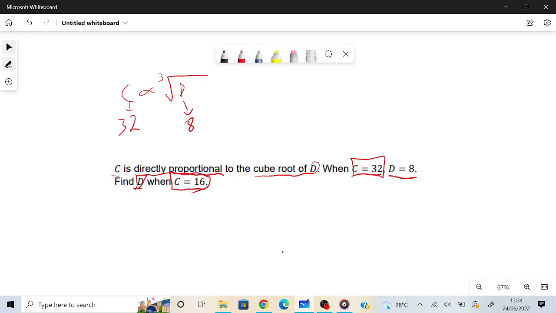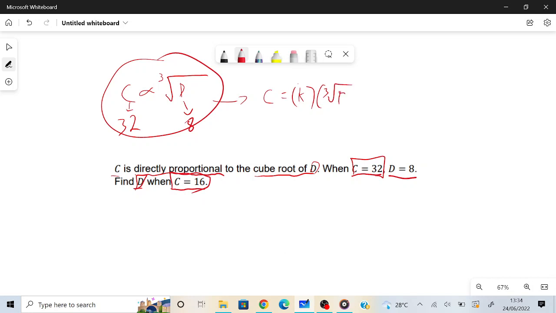Now this is where our constant K comes in. We know that all of this that we've written, in equation form, is something like C equals K into the cube root of D. Now to start with, they've given us both the first two values of C and D. So let's put those values into this equation and solve for K. And then using that K with the value of C they've given, we can find D. So let's do that first.